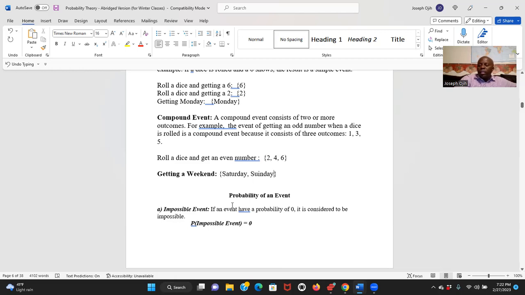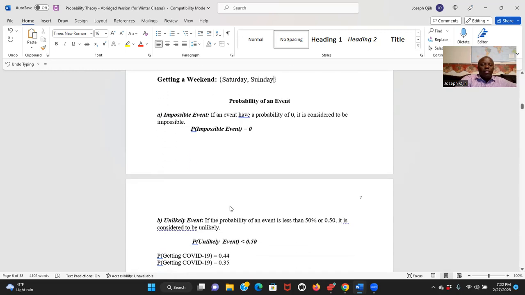Another concept we'll be looking at is the probability of an event. An impossible event is one that is not likely. If the probability is 0, that means it will not happen. For example, getting a 7 when you throw 1 dice is impossible.